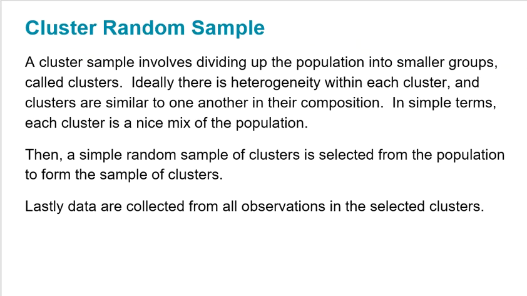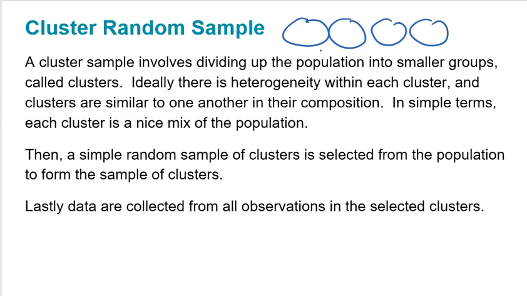All right, another way to do a random sample is called a cluster random sample. A cluster sample involves dividing up the population into smaller groups called clusters. Ideally, there is heterogeneity within each cluster. Now, you might be saying, okay, hold on, you lost me at heterogeneity. What the heck does that mean? In simple terms, you create clusters, groups, that are a nice mix of the population. This is the complete opposite of stratifying. When we stratified, we created groups that were very, very similar within. Now, with clusters, we create groups that are very, very different within.